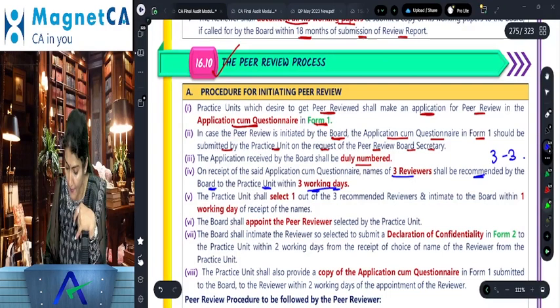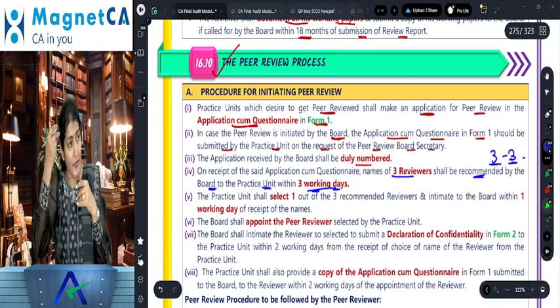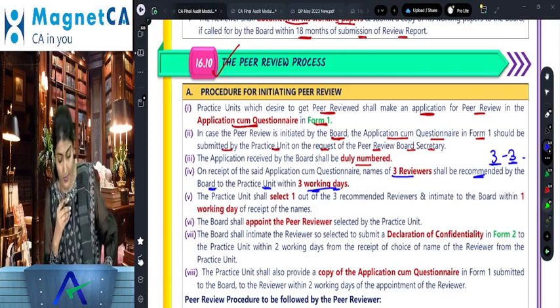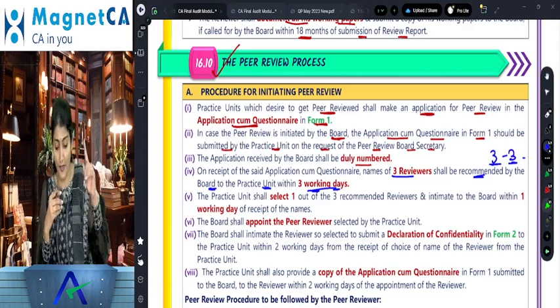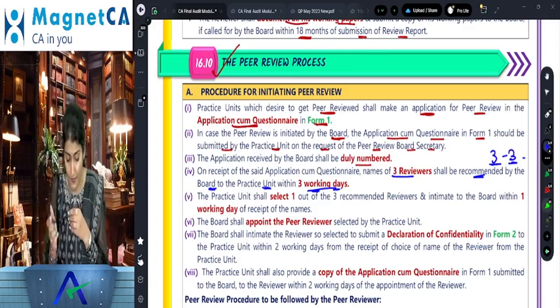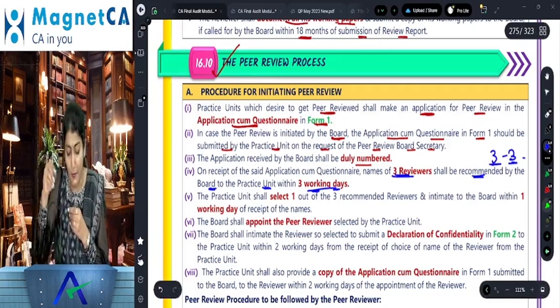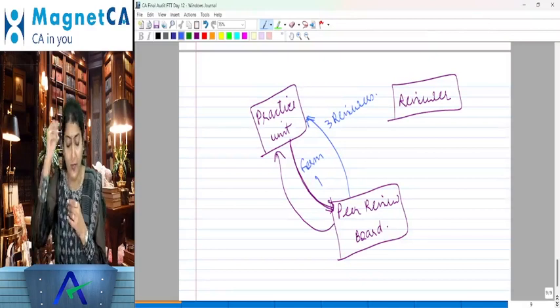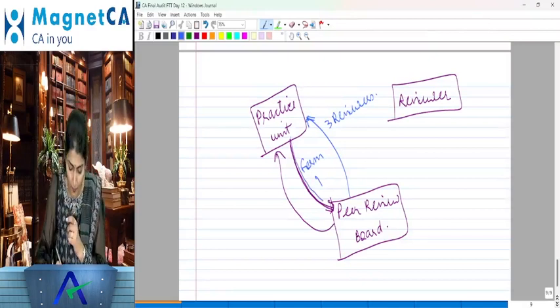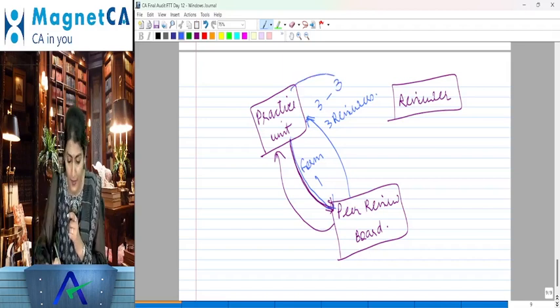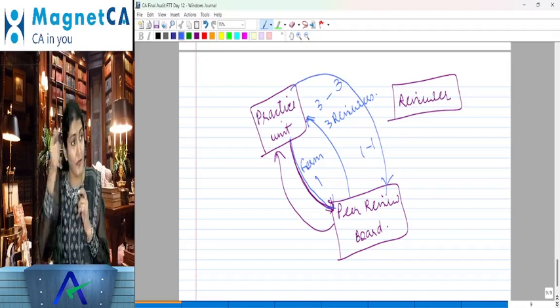So nice. They will give a choice of 3 reviewers and you have to select any 1 out of them. Then the practice unit shall select 1 of the 3 reviewers, right? On receipt of the application, names of 3 reviewers will be recommended by the board to the practice unit within 3 days. So once the form 1 has been received, within 3 days they will communicate the choice of 3 reviewers. Then out of those 3 they have to select any 1 and send it to the peer review board within 1 day.